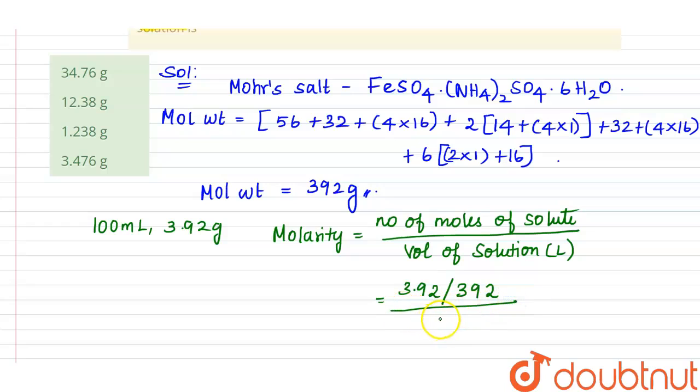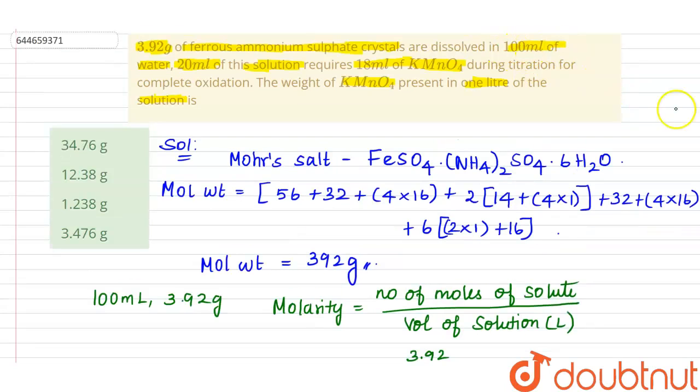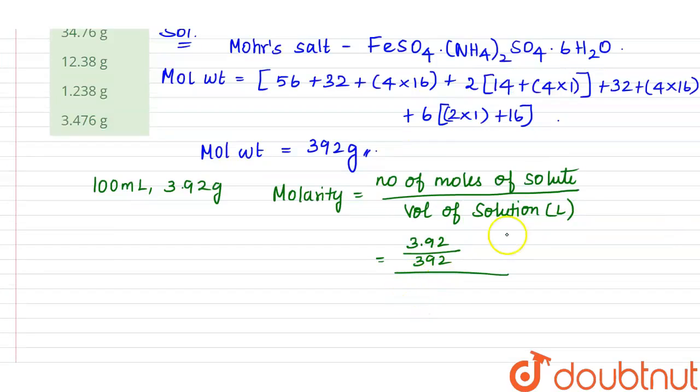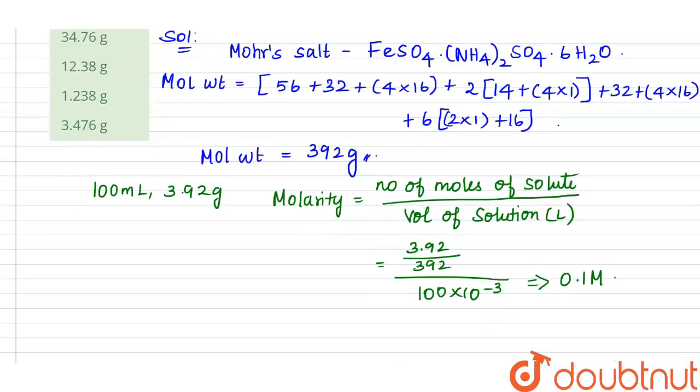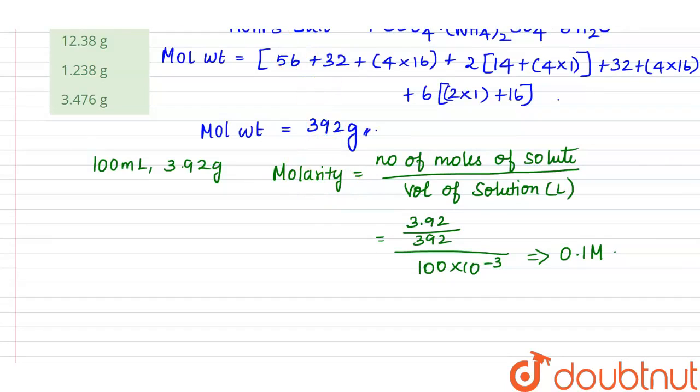Let me write again so it will be clear. That is, taken weight 3.92 divided by molecular weight 392, divided by volume of solution in liter. Here they gave 100 ml of solution, so in liter it is 100 into 10 power minus 3. This will be equal to 0.1 molar. So the concentration of the Mohr's salt solution will be 0.1 molar. We found out the molarity.